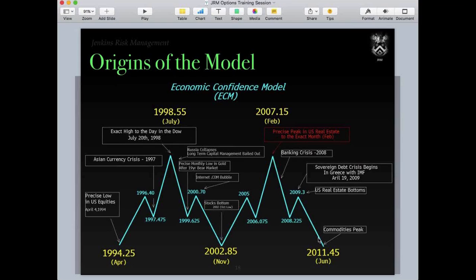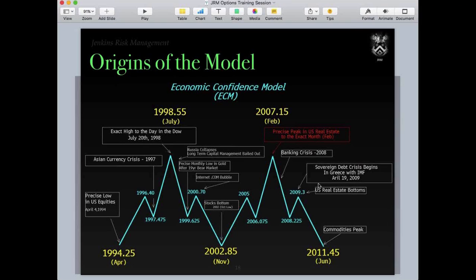All right, and then on the downside of the wave, usually these are collapses in confidence when you go from a high to a low, and so that's when the banking crisis started. A lot of bad things happen. All right, and then 2009 we had the bottom in U.S.